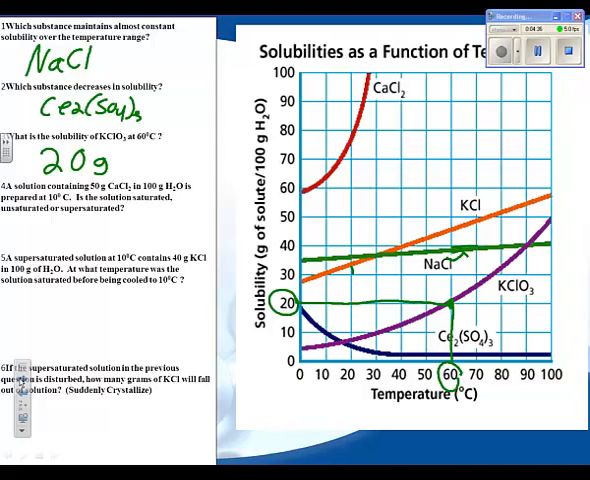Number four, a solution containing 50 grams of calcium chloride is prepared at 10 degrees Celsius. Is it saturated, unsaturated, or supersaturated? So you find 50 grams, we'll do this one in blue, at 10 degrees Celsius. That's right here. We're looking at calcium chloride, which is this line, and the dot is below it. And if the dot is below the line, that is unsaturated.